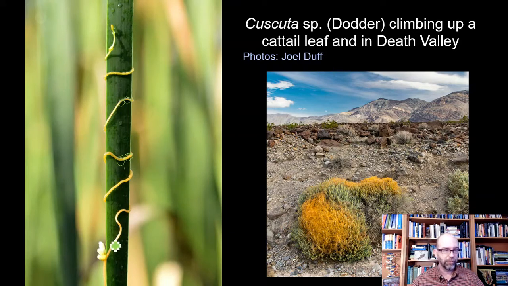And here's a little flower. All right, so this is a plant, it has no leaves. It's just a vine with flowers, and that's it.